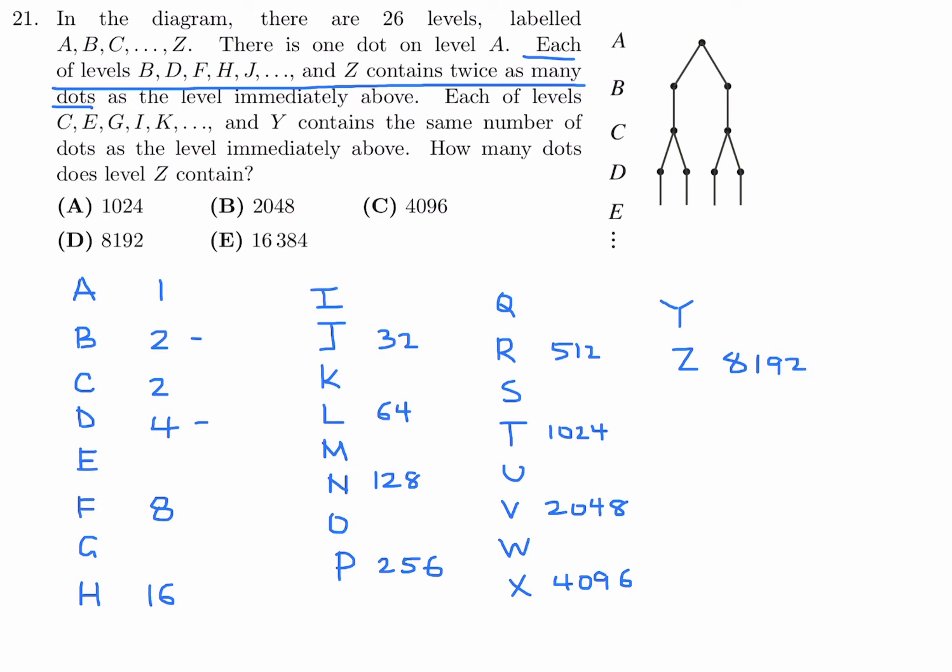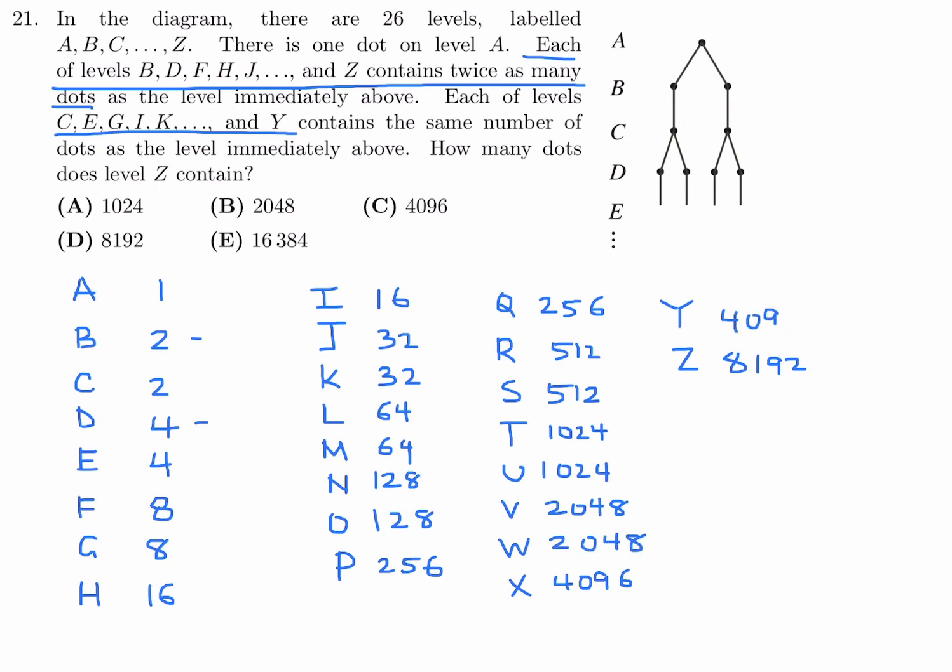And this is what they want us to figure out, Z, but just for the sake of completion, let's figure out all the other ones. The other ones, which are C, E, G, I, K, and so on, they contain the same number of dots as the level immediately above. So this would be 4, this would be 8, this would be 16, this would be 32, 64, 128, 256, 512, 1024, 2048, and 4096. So that really wasn't even necessary, but just for the sake of completion. How many dots does level Z contain? Well, it's 8192. So number 21, the answer is D.